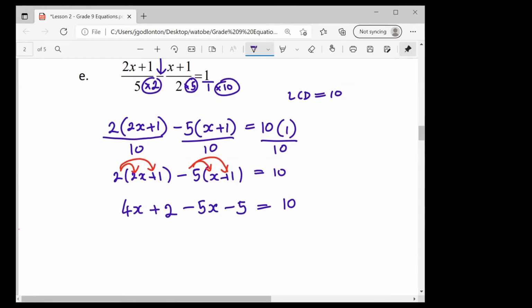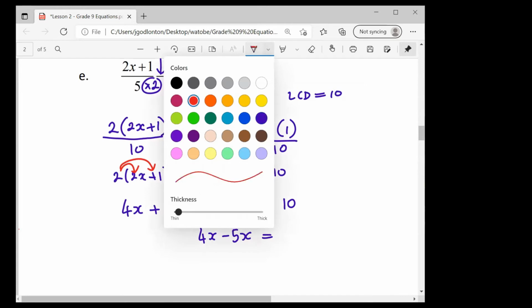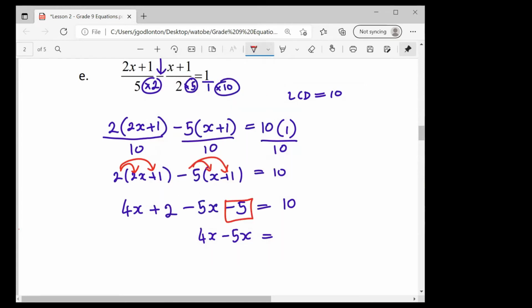Now at this point, I could move my numbers around, or I could simplify. You must do what you feel more comfortable with. I'm going to keep my 4x and my -5x on this side, and I'm going to move these guys over here.